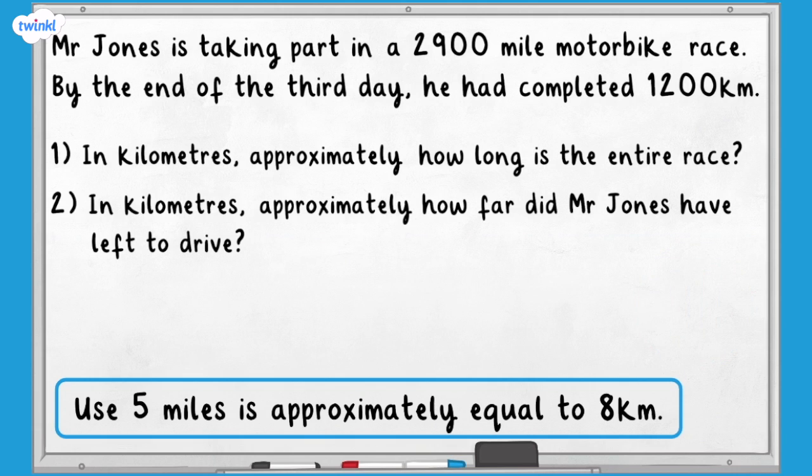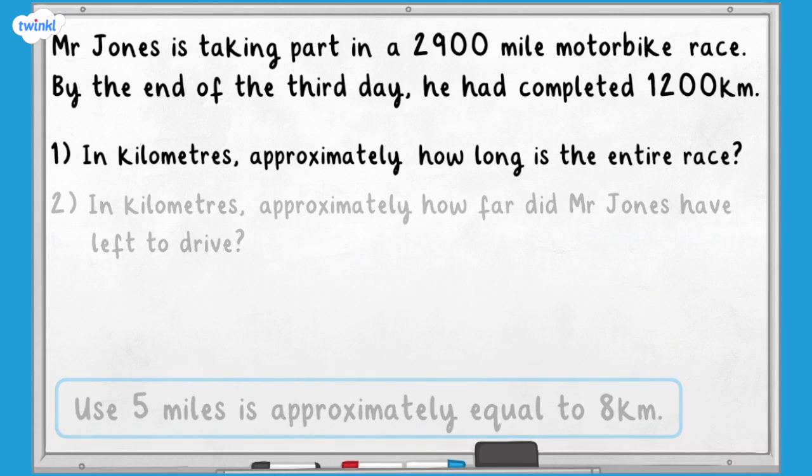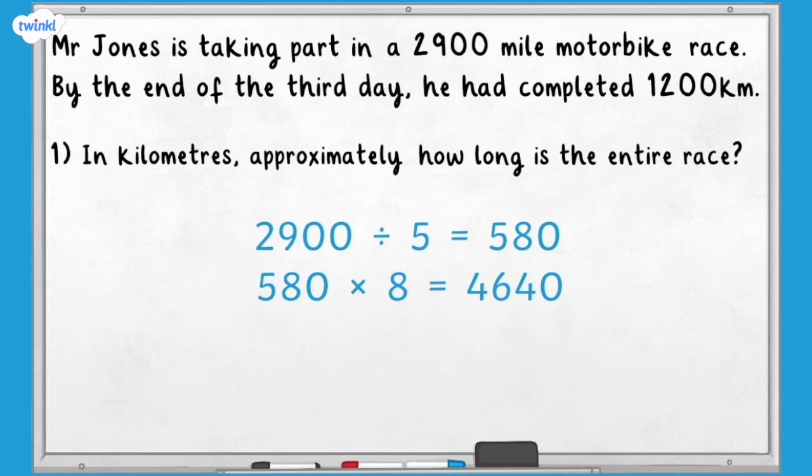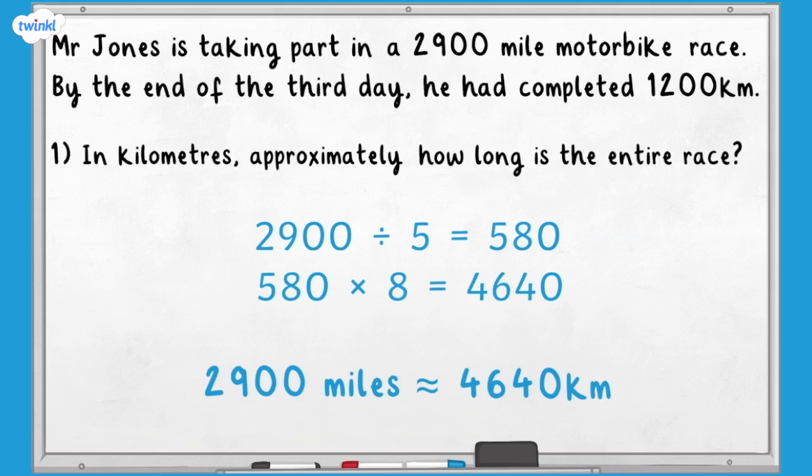Have you finished? Well done, here are the answers. The entire race is 4,640 kilometres, because 2,900 miles divided by 5 equals 580. 580 multiplied by 8 equals 4,640 kilometres. 2,900 miles is approximately equal to 4,640 kilometres.